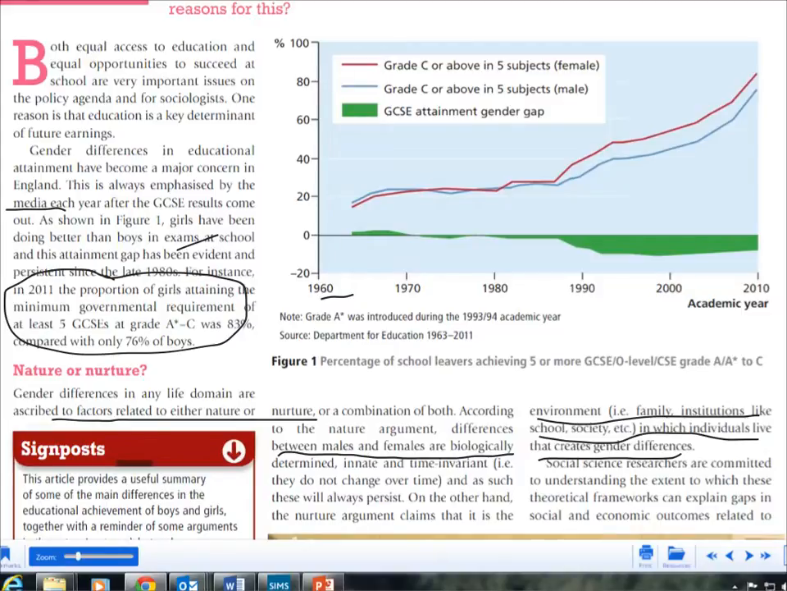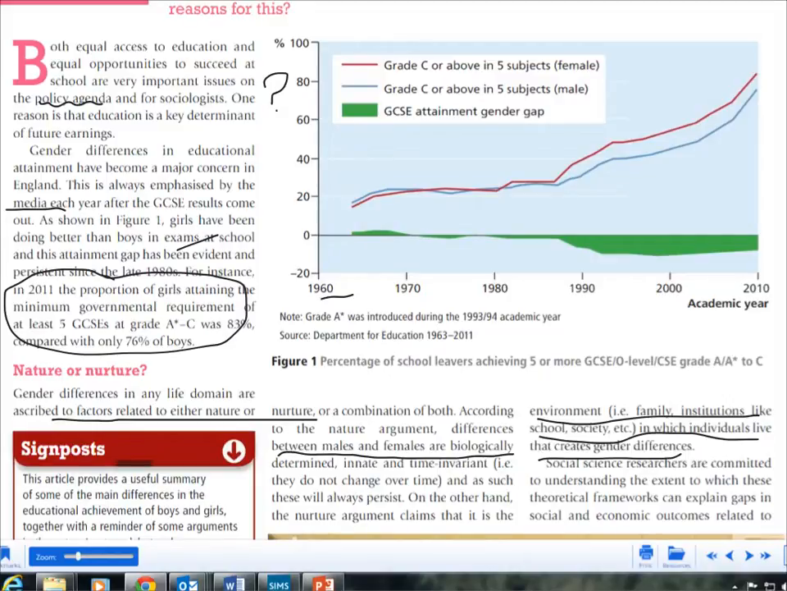So for this second reading, I'm going to be looking at some of the different things. I'm going to be looking at links, ideas that I think are important. I'm going to put some question marks if I don't understand it, and I'm going to say whether I agree or disagree with this point. So let's try again. Both equal access to education and equal opportunities to succeed at school are very important issues on the policy agenda for sociologists. Now, I'm going to put a question mark there, because I might not be sure what policy agenda is. Or you might not be if you read it, I guess.